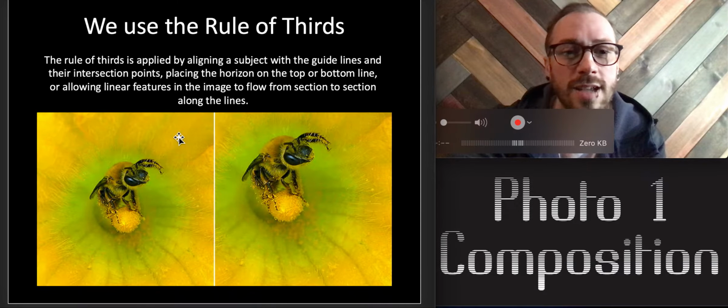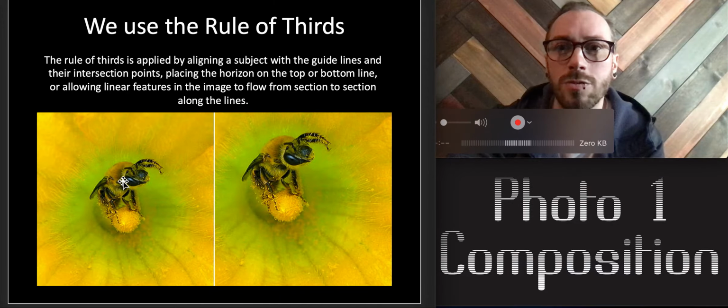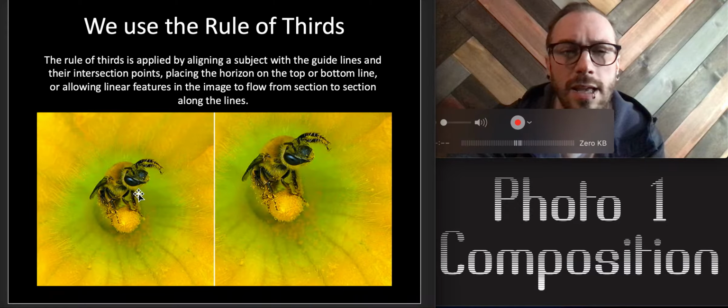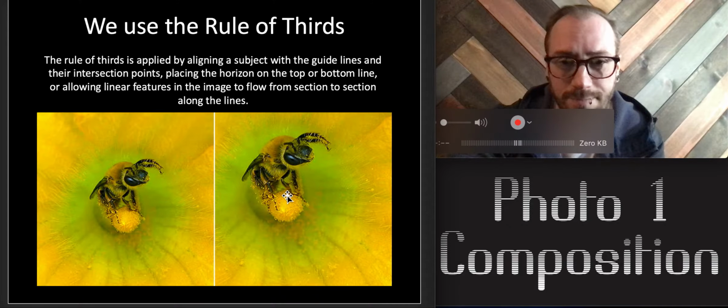So for instance, on the photos we have here of the little bee, the one on the left is placed directly in the middle. That is what we do not want to do 95% of the time. Here you have a lot of dead space on the outside, which could be filled by zooming in. And we usually want to have something offset. So over here on the right, you have the bee.